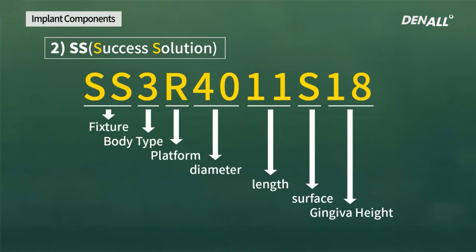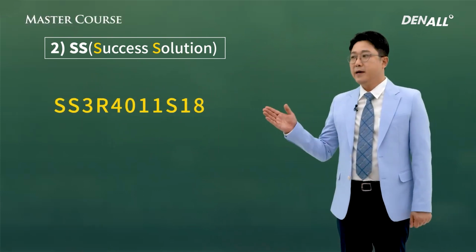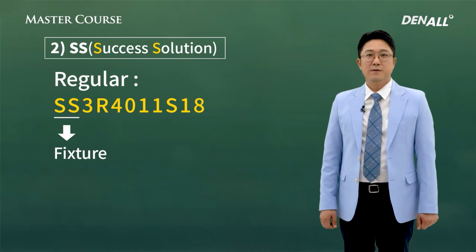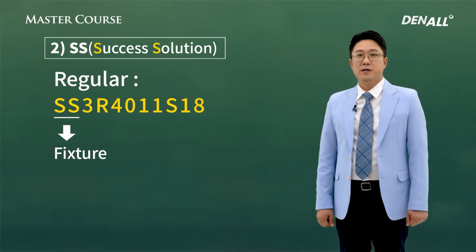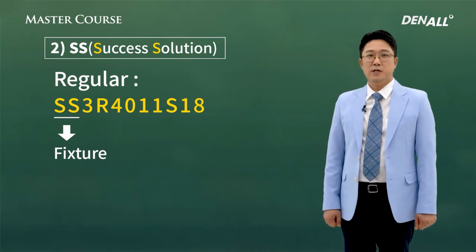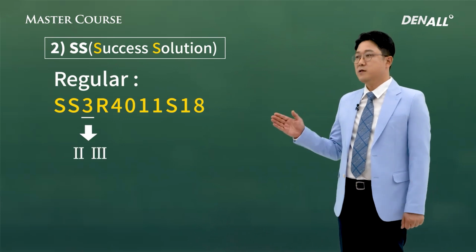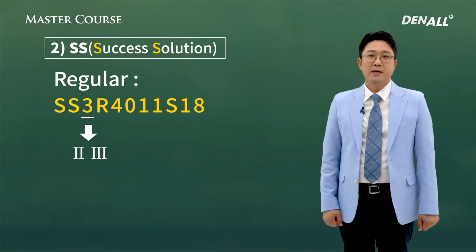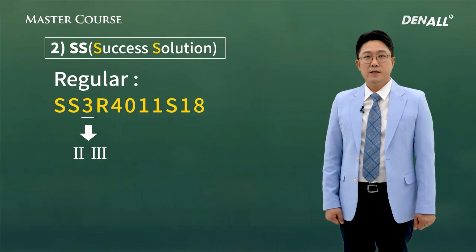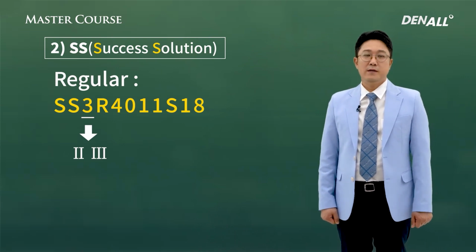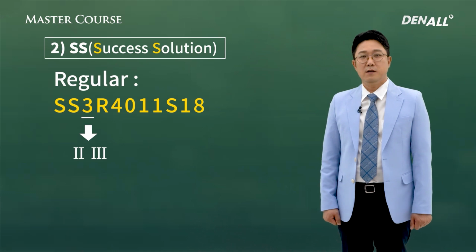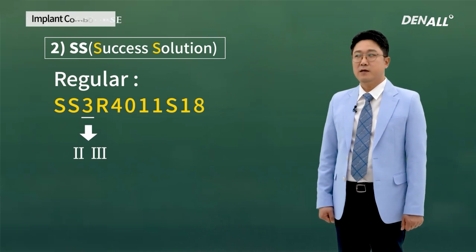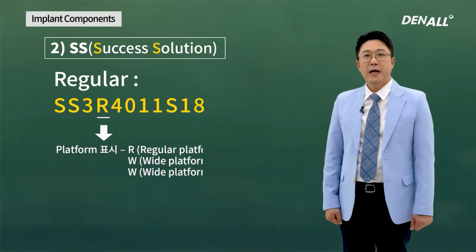SS3R4011S18. This product number holds significant meaning. Let's look at each one. SS at the very front means fixture system, and in the case of TS implant, it is marked as TS. The number 3 reflects the body type of SS fixture, and if it is straight, it is 2. If it is tapered body, it is marked as 3. SS2 or SS3 can be shown.